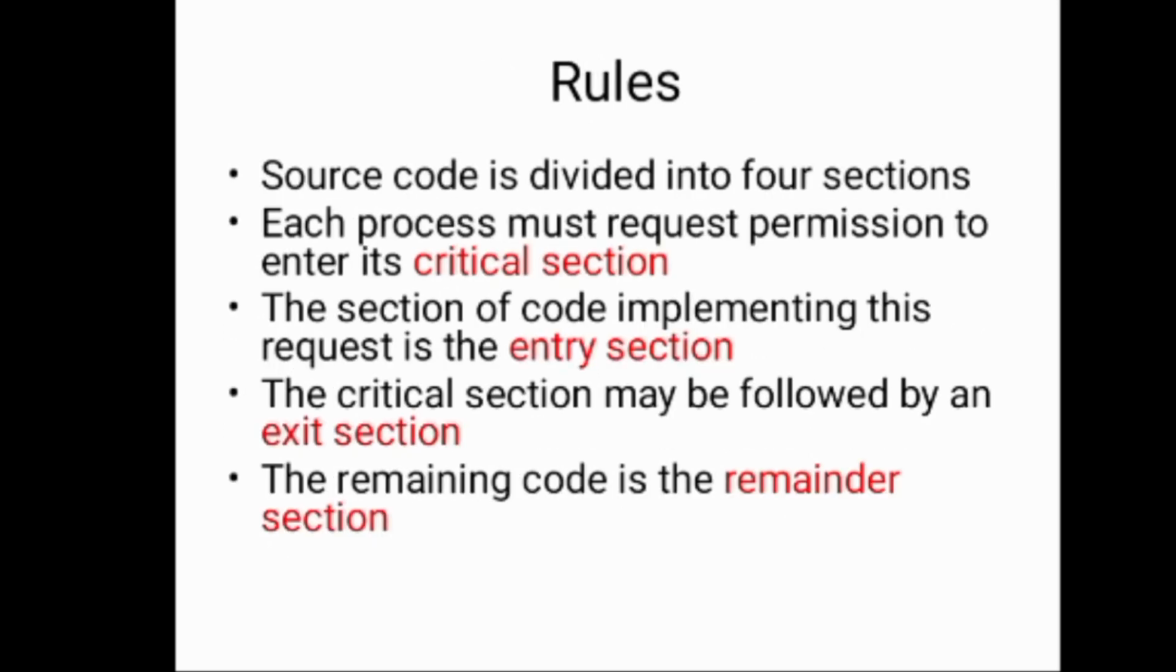What are the rules in the critical section problem? The critical section source code is divided into four sections: critical section, entry section, exit section and remainder section. Each process must request permission to enter its critical section. The section of code implementing this request is the entry section. The critical section is followed by the exit section, and the remaining code is in the remainder section. So there are four sections.